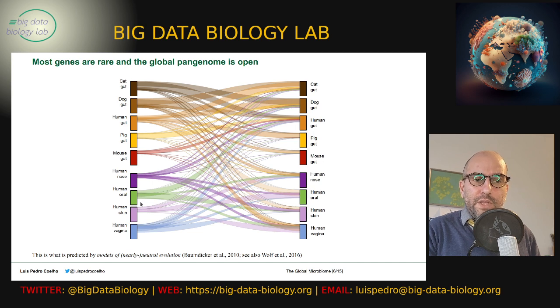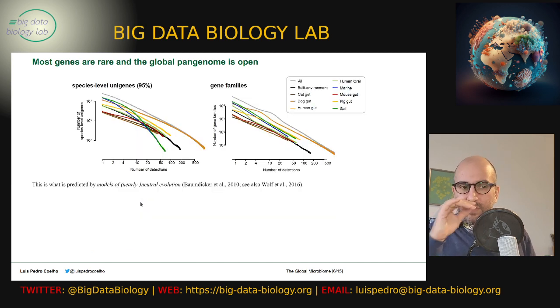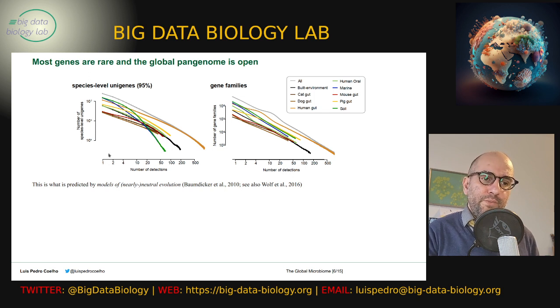But then the other thing we observed is that most genes are rare. And so here what we're showing is the number of genes that we only detect one single time, 2 times, 3 times, 4 times, etc. And as you can see, it goes down quite quickly. So the median number is 10. So most genes are detected 10 or fewer times out of over 10,000 samples.